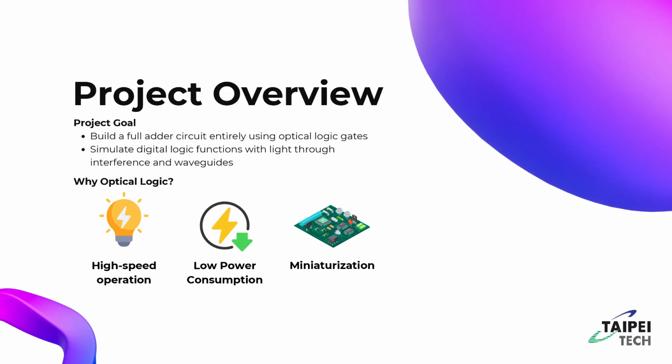Let's begin with the project goal. Our objective was to build a full adder circuit entirely out of optical components. We achieved this by simulating digital logic functions with light, using interference and waveguides instead of electronic transistors. The advantages of this approach are low power consumption, high speed operation, and the potential for miniaturization, which is essential for future optical computing. This project explores what logic computation could look like when powered by light instead of electricity.